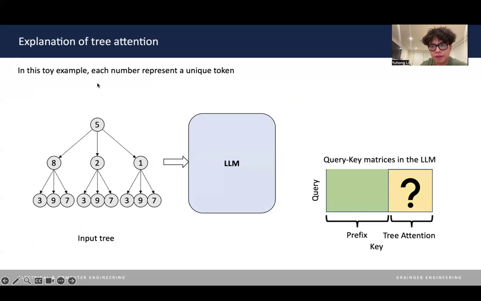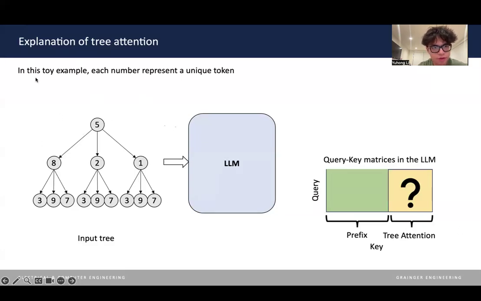And how do we do the verification? It's very similar to the one we used in the previous chain example, but we just change it to a tree style. Okay. In this example, each number represents a unique token. So this is a top 3 and top 3 tree, right? I'll give you a very detailed explanation here. We have the query, we have the prefix and key, prefix and the tree attention. This is tree attention.